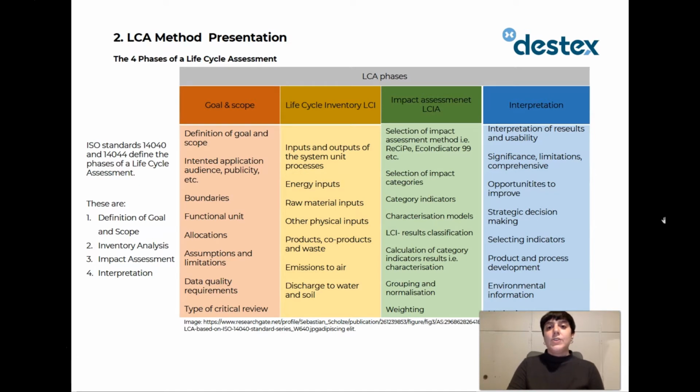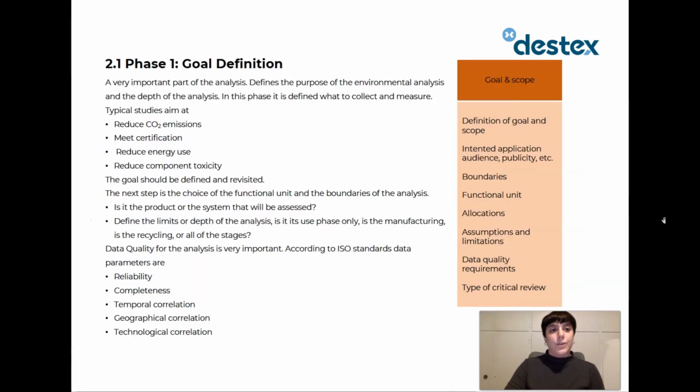The third stage is the impact assessment of the life cycle, which comes from the selection of the impact assessment method. The selection of impact categories, the indicators, the characterization models, the results classification, grouping and normalization, or weighting. The final stage is the interpretation of the results and usability of the impact assessment and the life cycle inventory.